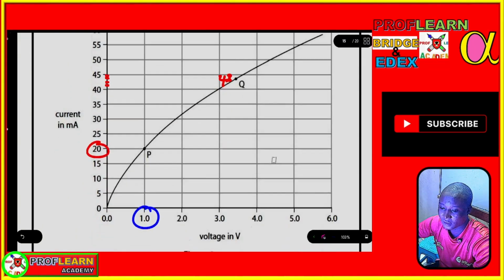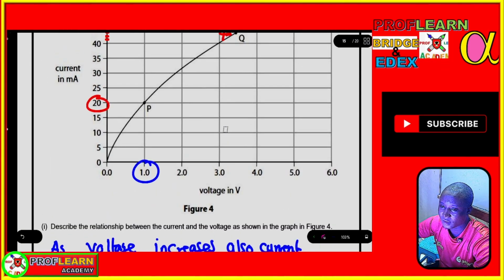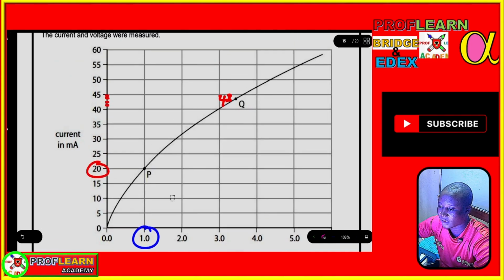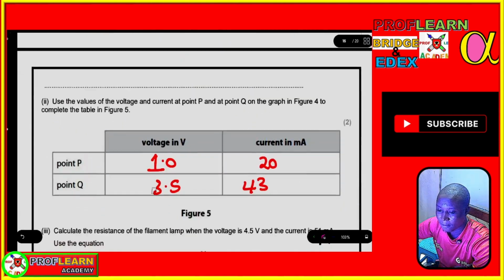Already we have done that. And describe the relationship between the current and voltage. So we can see as voltage increases, current also increases. And something that you need to remember is that you have to know whether the relationship is linear or non-linear. So you have to know that this is a non-linear relationship because it's not a straight line.